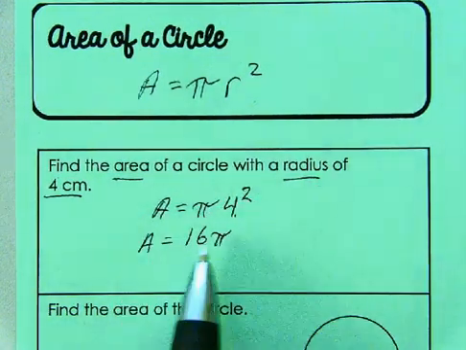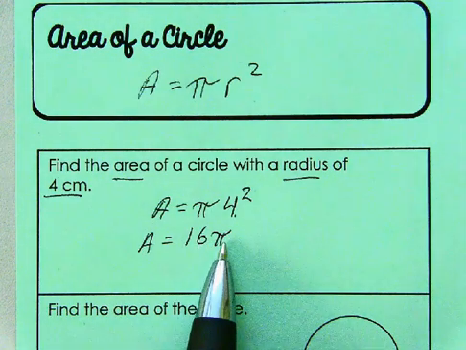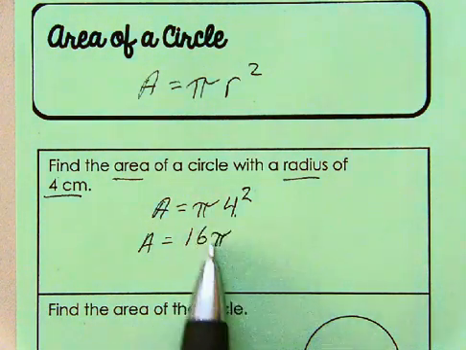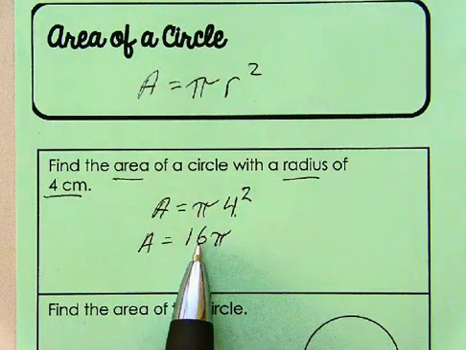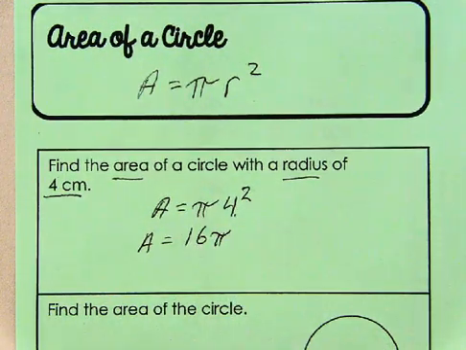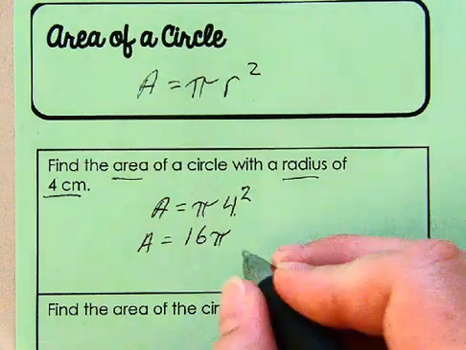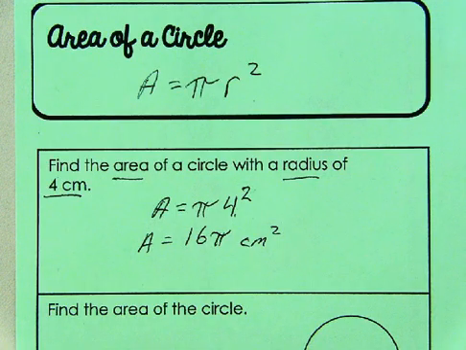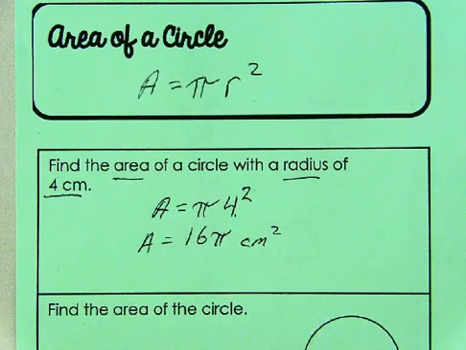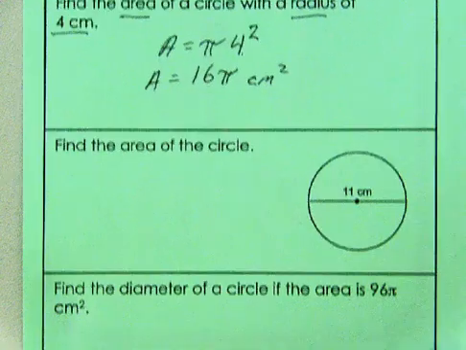We usually put the number in front of a variable, so we look at the pi similar to what we look at when we're talking about x or y or z or things like that. So we put those numbers in front. So we have 16 pi. We're going to leave it in terms of pi, and we're going to add a label. For this one, it's centimeters squared, since we're dealing with area. Okay, so that's all we do on that one. Let's move on down to the next one.